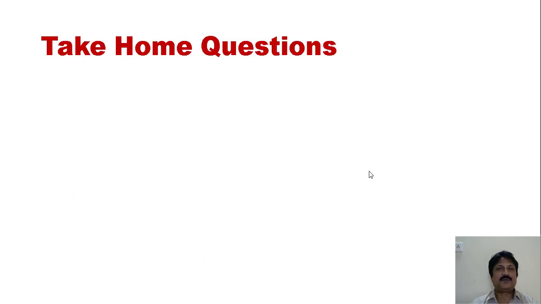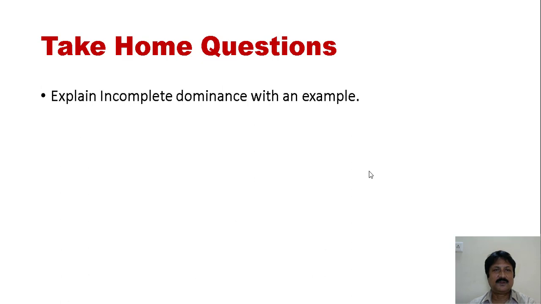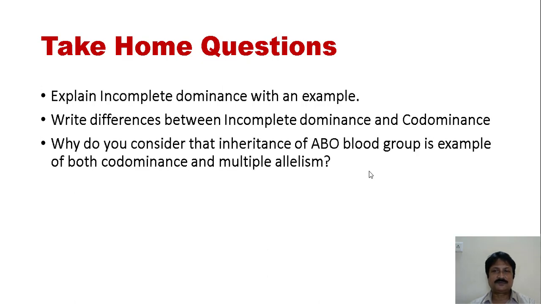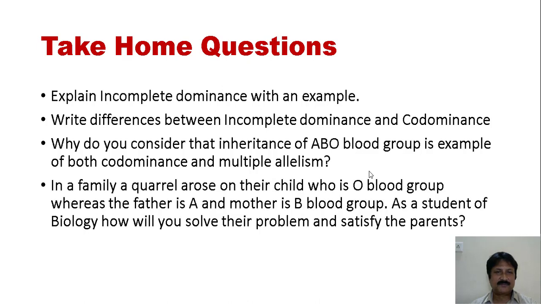With this, we actually come to the end of today's discussion. Now, before I leave, I have some questions for you. Explain incomplete dominance with an example. Now, it is your time to differentiate between incomplete dominance and codominance. How do you consider that ABO blood group is an example of both codominance and multiple allelism? You have to explain this.